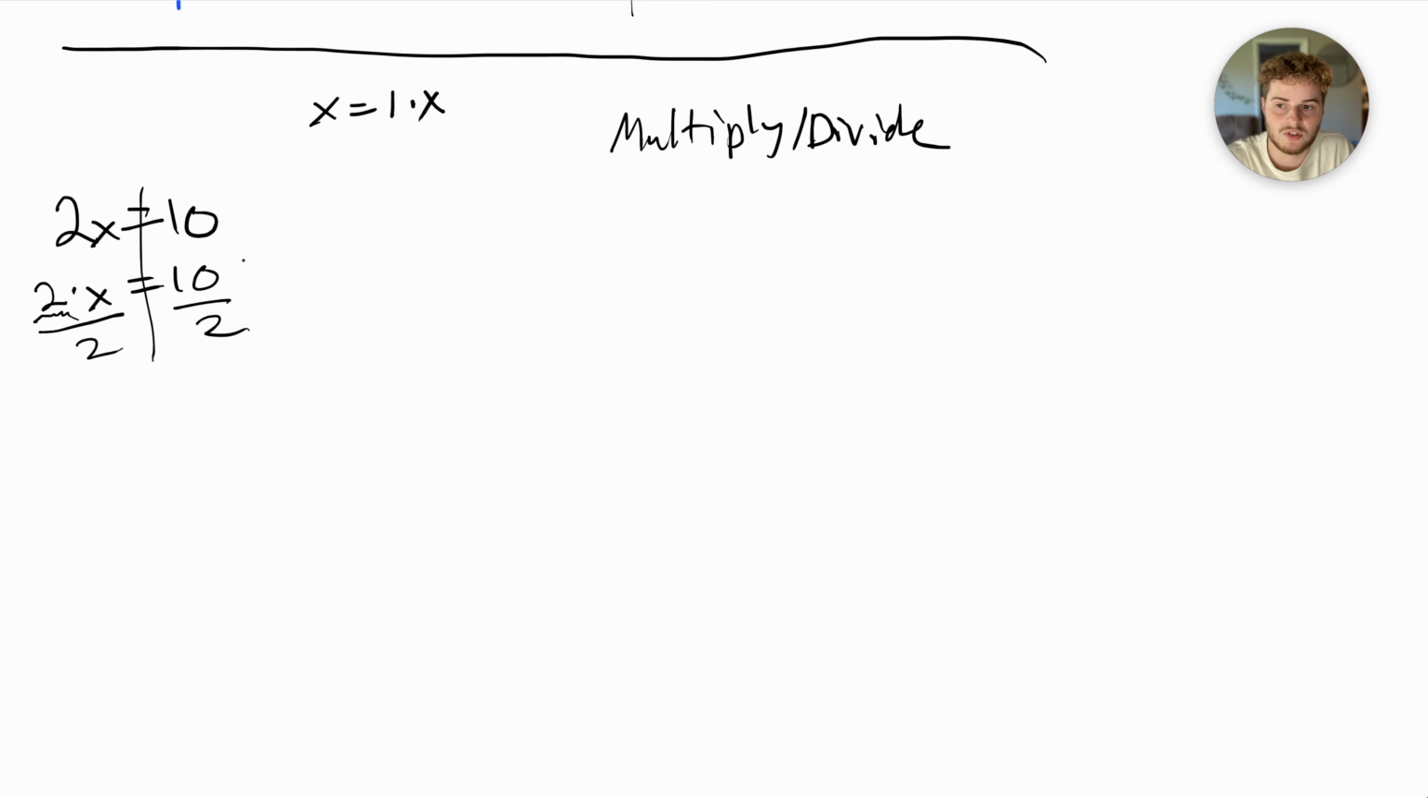2 times x equals 10. Divide both sides by 2. This left side will just be x left over. And then 10 divided by 2 is 5. Plug that in, see if it's correct. 2 times 5 equals 10.